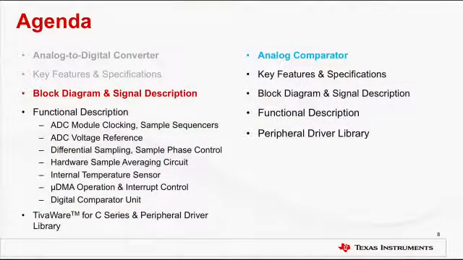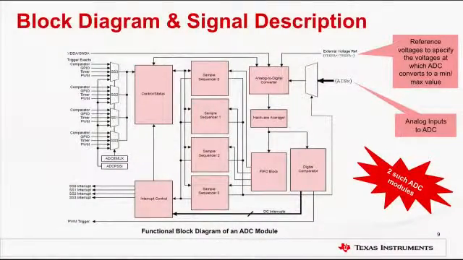Now, let us take a moment and examine the block diagram of the ADC module. Remember, there are two such ADC modules in TM4C123X devices, and they are both identical. Each ADC module has 24 input channels that can be used to provide analog input signals to the ADC circuit. These are labeled as AIN X on the screen.